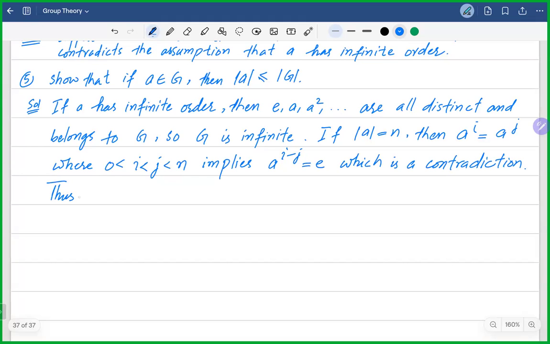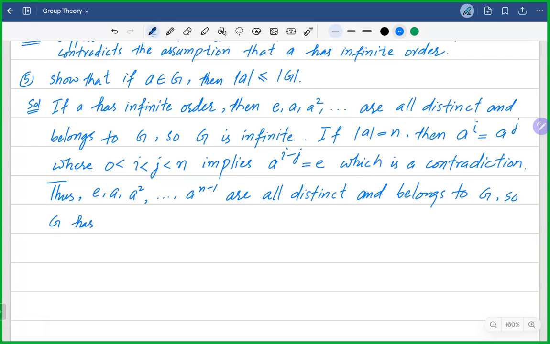So, thus, e, a square, up to a power n minus 1 are all distinct and belong to G. So, G has at least n elements.